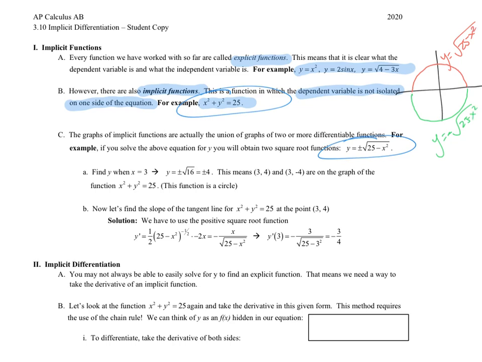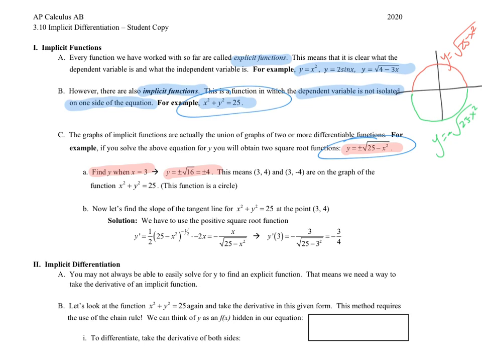And so when I get this plus or minus, remember when you solve by taking the square root, you need plus or minus. I'm actually getting two parts to this circle. Now, if I were to ask you to find y when x is equal to 3, that means I would substitute 3 into this equation. And again, due to the plus or minus, I would get plus or minus 4.